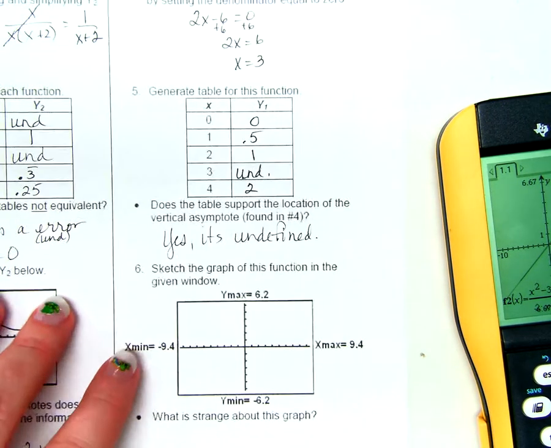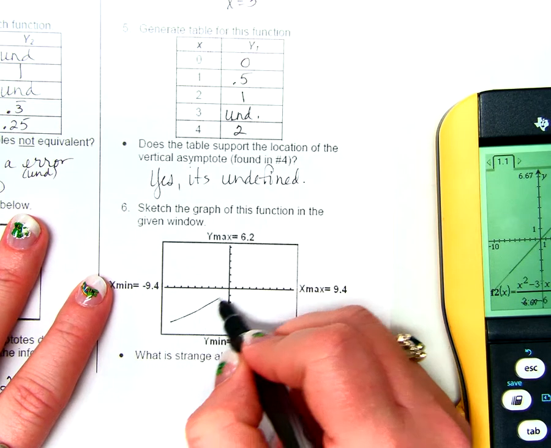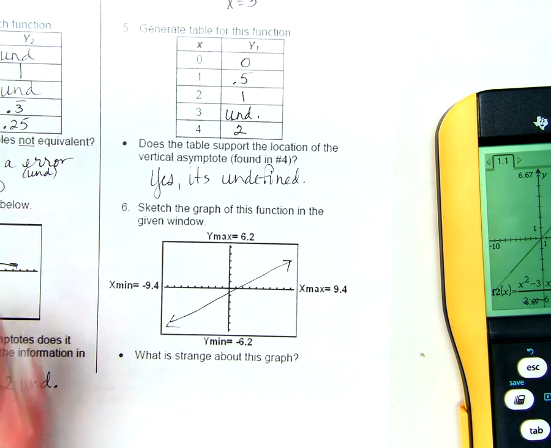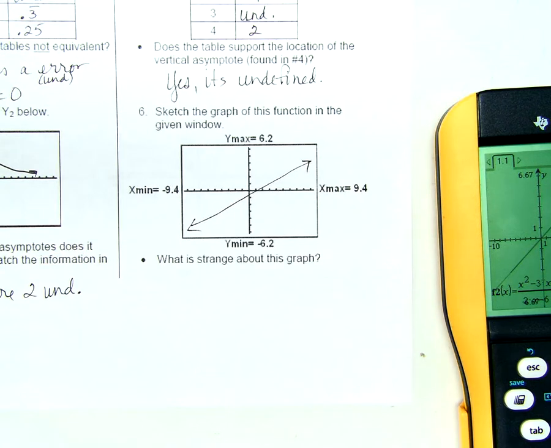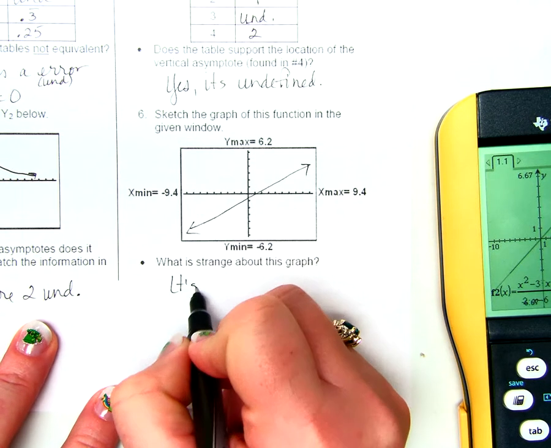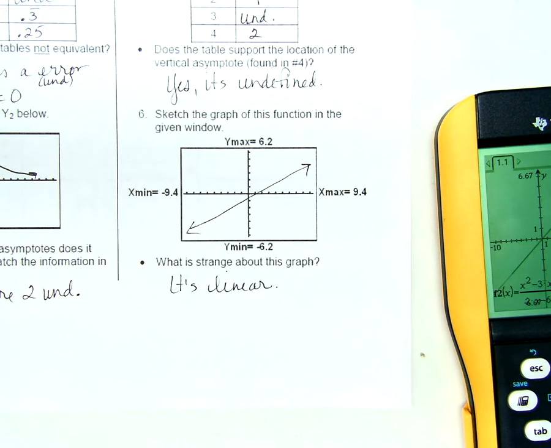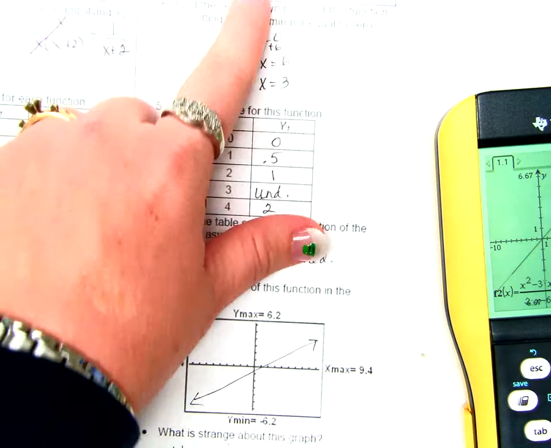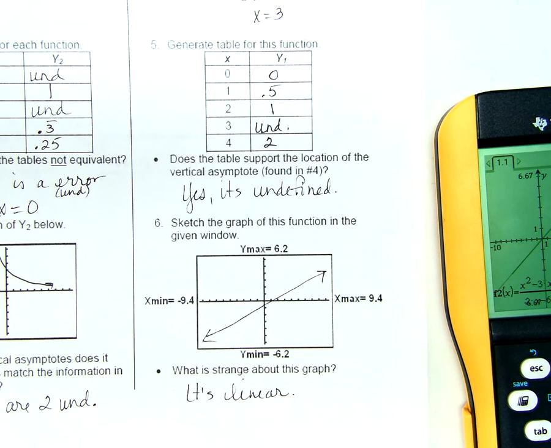Okay? But if we sketch the graph, this strange thing happens. It looks like that. So why do you think I think it's strange? Well, it's linear. That's strange. These are rational functions. These should look more like something like this. Okay? But this one is linear.